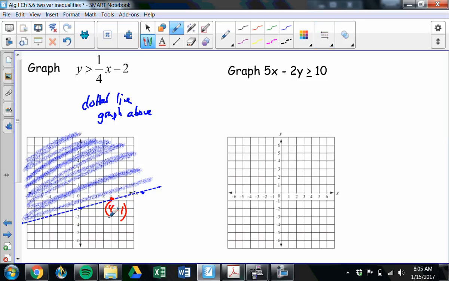What should happen is when you pick a point on the line, when you plug stuff in, this side should come out the same as this side. They should come out to the same number. If you pick a point on the line, they should come out to the same number.